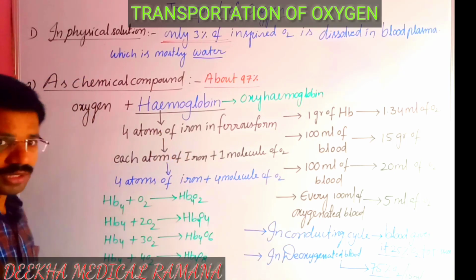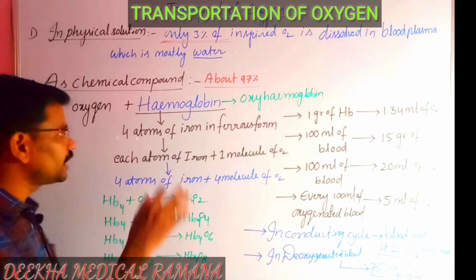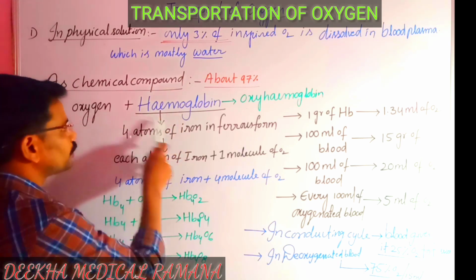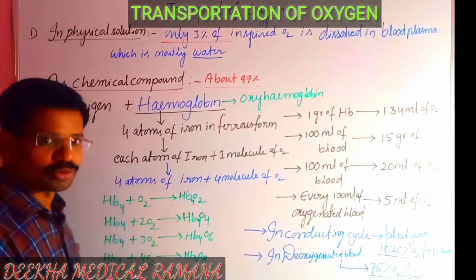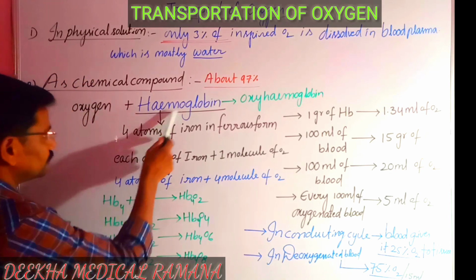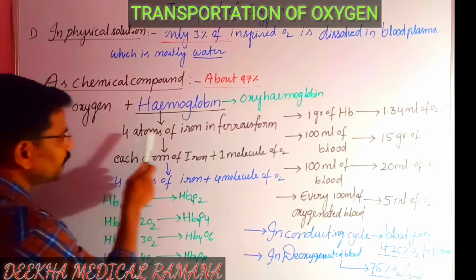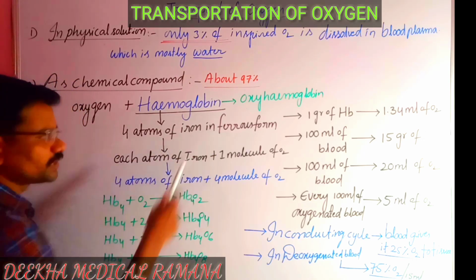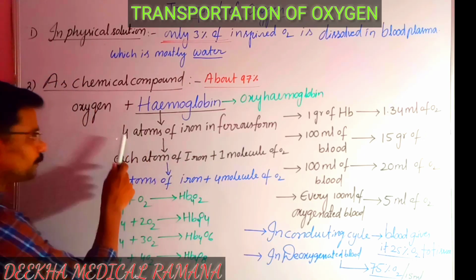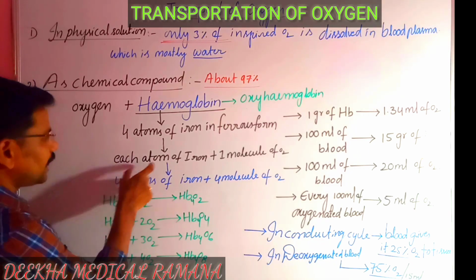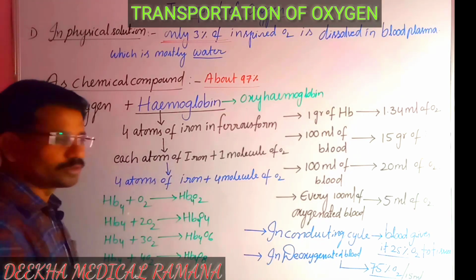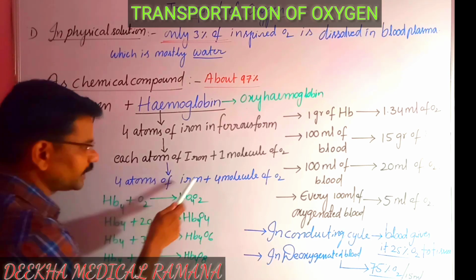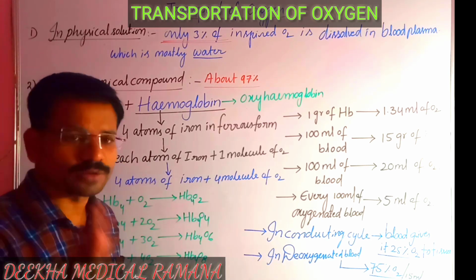What is the chemical composition of hemoglobin? Generally, hemoglobin is made up of two components. One is heme, that is the non-protein part. Second one is globin, that is the protein part. This heme is made up of 4 atoms of iron in the ferrous form. Each atom of iron reacts with 1 molecule of oxygen. That means 4 atoms of iron can react with 4 molecules of oxygen.